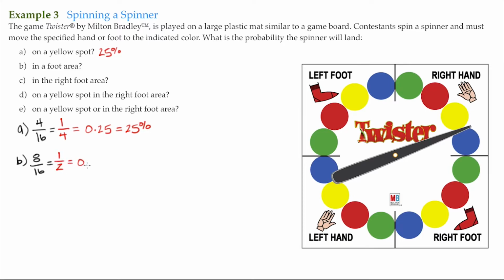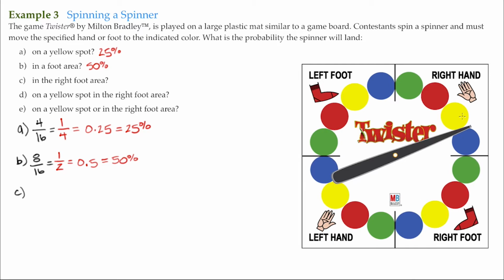As a decimal, 0.5, and of course we recognize that as 50%. So the probability of it landing in a foot area, 50%. For C, what is the probability that the spinner will land in the right foot area? I'll put C right there, and that means just this down here.